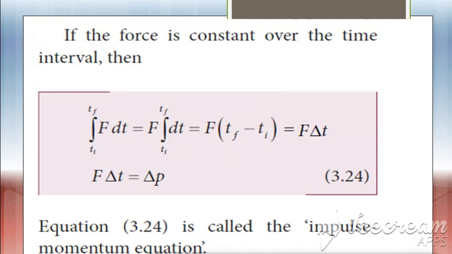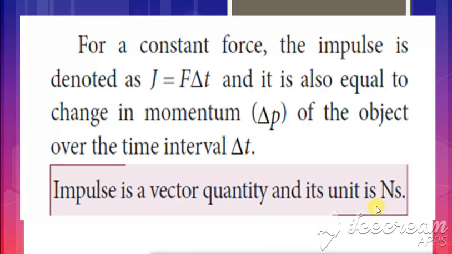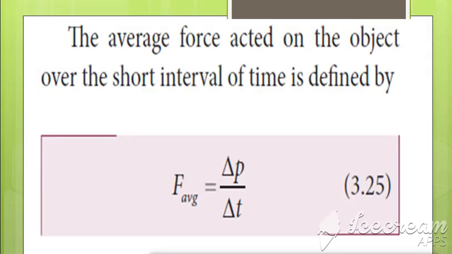Pf minus Pi is written as del P. Yes, clear? Now, this force can be written as the change in the momentum by the time taken. So, this is written as F is equal to del P divided by del T.